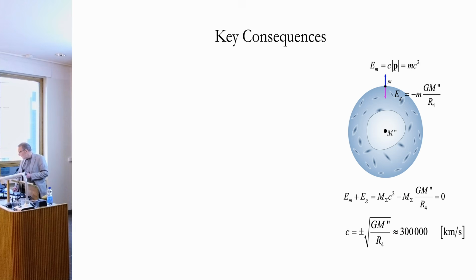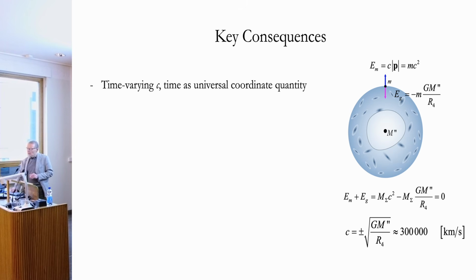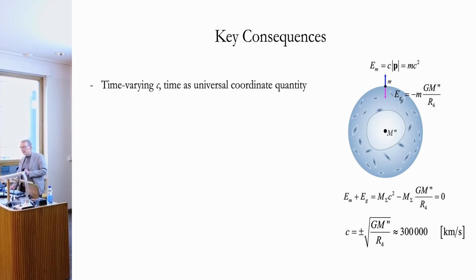Okay, let's look at some key consequences when changing now the framework of mind. Instead of constant c, we have varying c, because c, the maximum velocity in space, is necessarily linked directly to the expansion velocity in the fourth dimension. And that also releases time to be handled as a universal coordinate quantity. And we'll come back to this in the next steps.